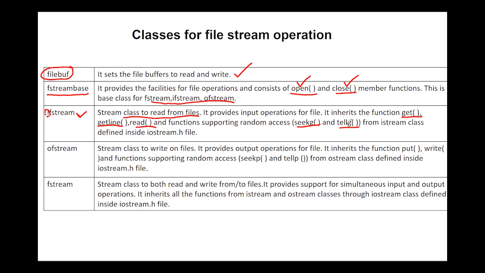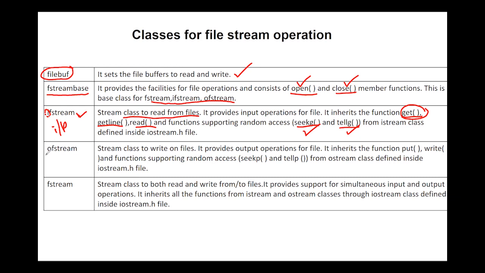Okay, now we are going to learn about each one of them in detail. But as of now, you understand ifstream because it is all about input. As you can see, the functions supported by them are only related to input. So get is nothing but reading, getline is nothing but reading a line, read again is reading, seekg and tellg are also functions which use pointers to read.